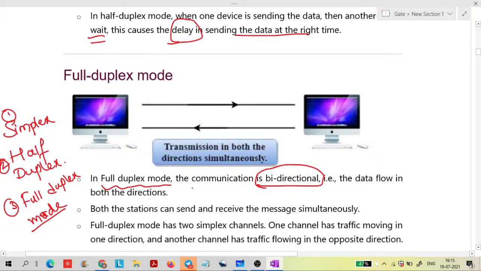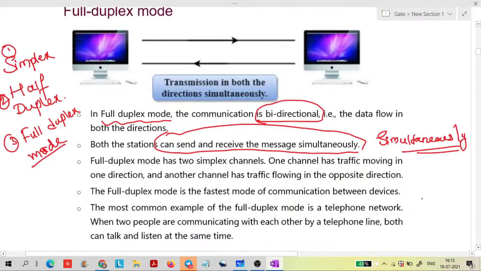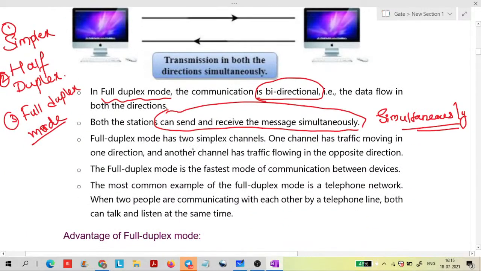Both stations can send and receive the message simultaneously. This is the difference from half duplex. Both the stations can send and receive the data or message simultaneously, and this is the main advantage of full duplex. Full duplex mode has two simplex channels. One channel has traffic moving in one direction, and the other channel has traffic flowing in the opposite direction.